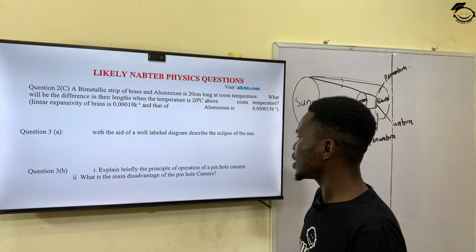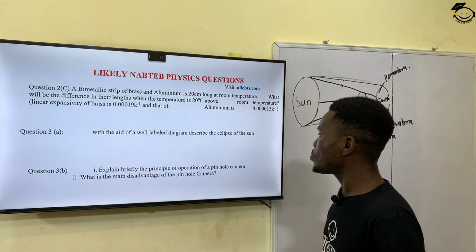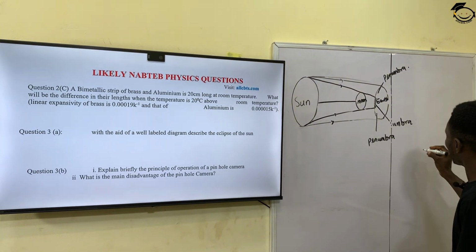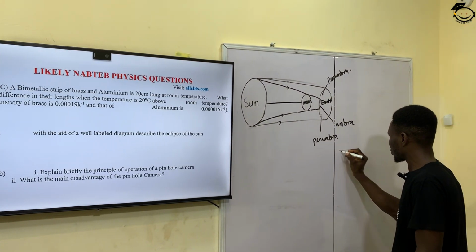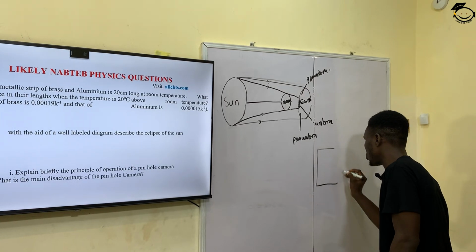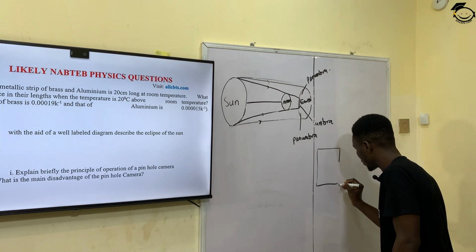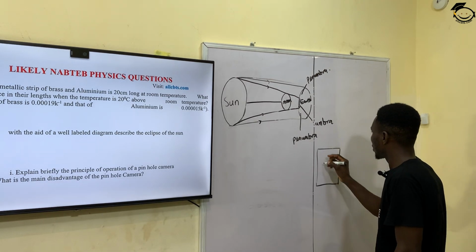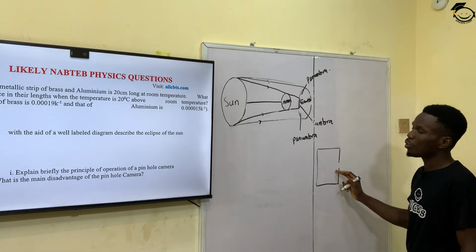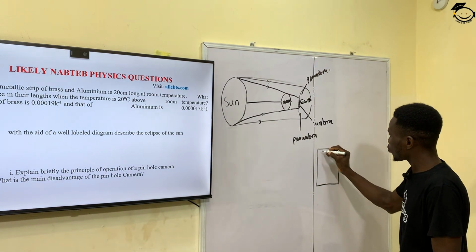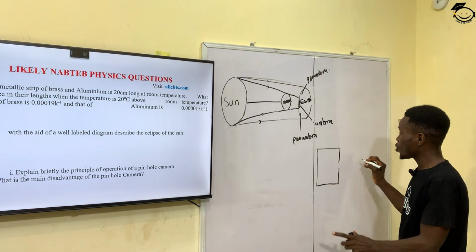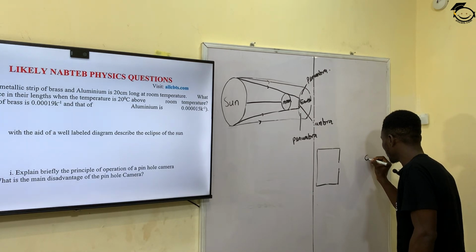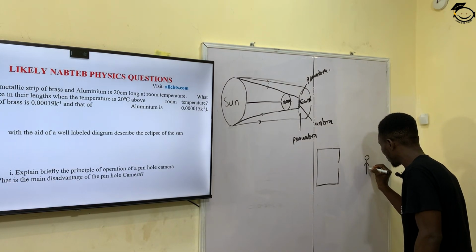3B, I said, explain the principle of operation of a pinhole camera. So this is a pinhole camera. A pinhole camera is just a box. Inside the box, the walls of the box are painted black so as to absorb rays of light that are not straight. So if I have an object, let's say I have a human standing here.